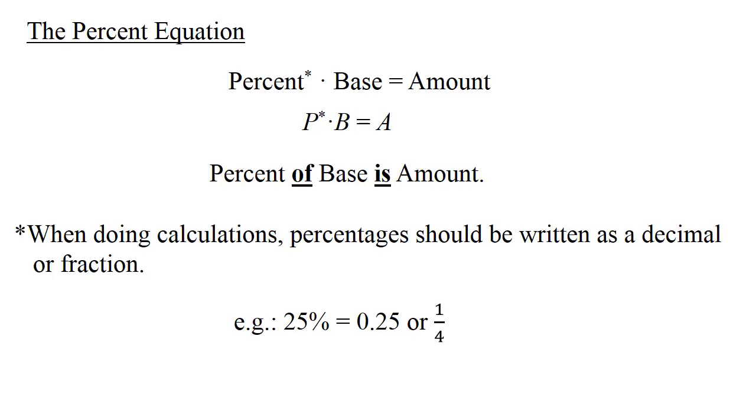So there's three values here: percent, base, and amount. And we're going to look at different problems where you know two of the three. So you may know the percent and the base, but not the amount. You may know the percent and the amount, but not the base. You might know the base and the amount, but not the percent. So those are the three basic setups of questions. So I'm going to show an example of each one of those.